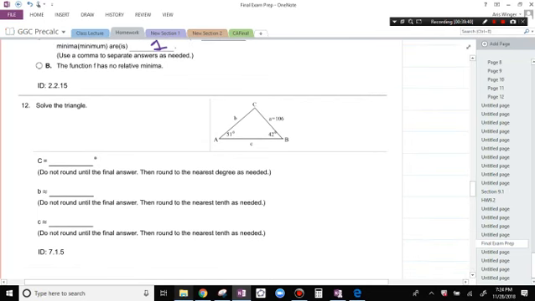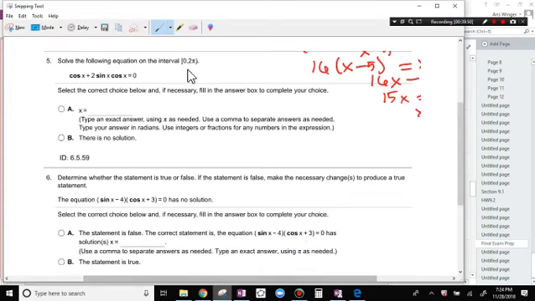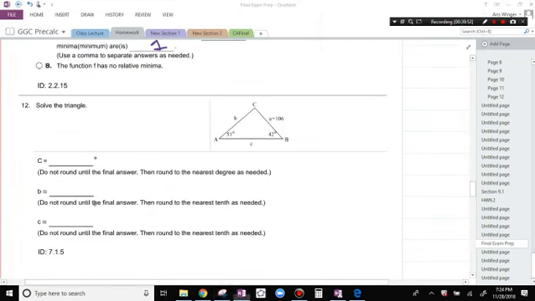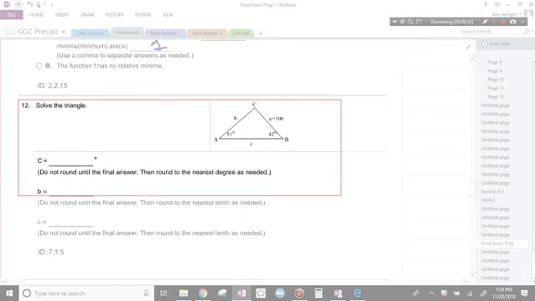Got to be able to solve a triangle. I've talked so much about it. So this one here, got to use the law of sines, maybe some law of cosines, find every side, every angle.